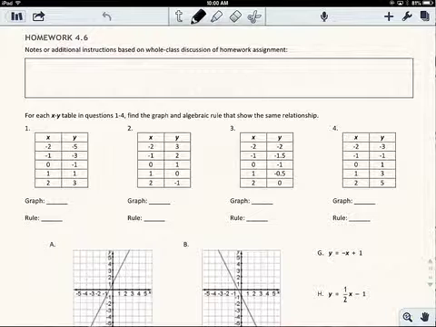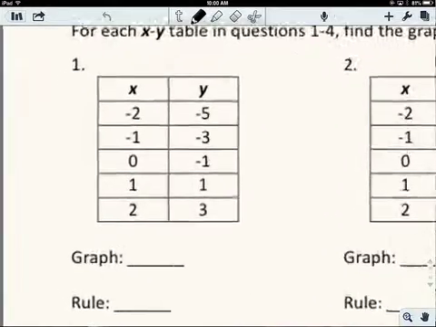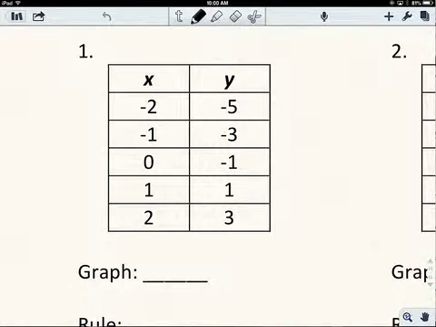This first set of problems kind of replays the card sorting activity that we did in class. So it says for each XY table in questions 1 through 4, find the graph and algebraic rule that show the same relationship. Okay, so let's go ahead and start with number 1.